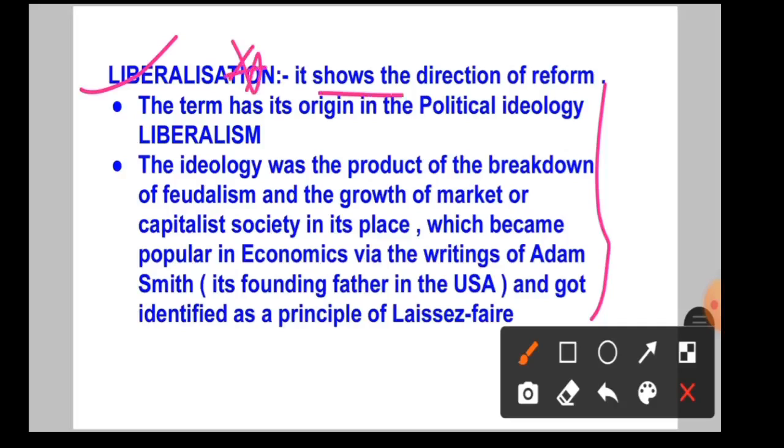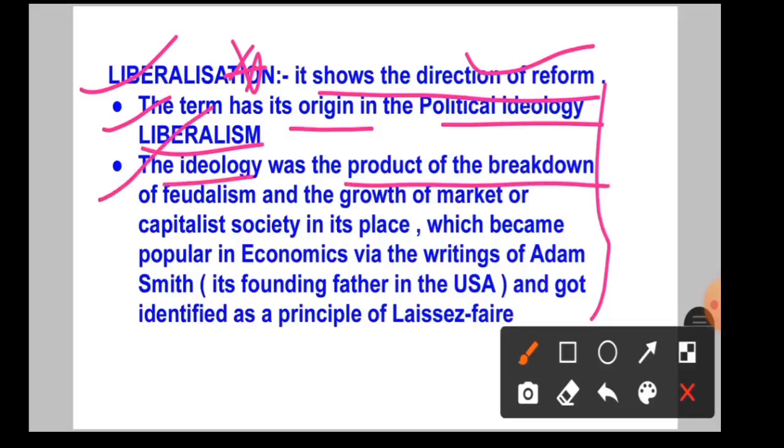Liberalization shows the direction of reform. That means liberalization is all about the reforms, all about freedom. The term has its origin in the political ideology of liberalism. Liberalism simply means freedom, without any restraints or constraints. The ideology was the product of the breakdown of feudalism and the growth of market or capitalist society in its place.